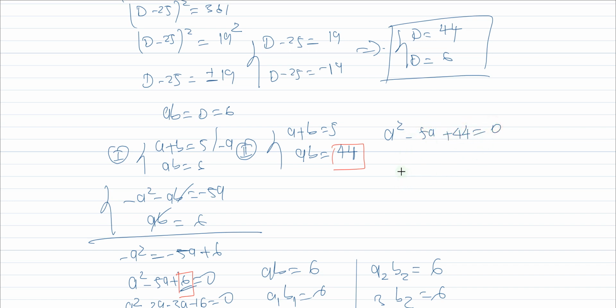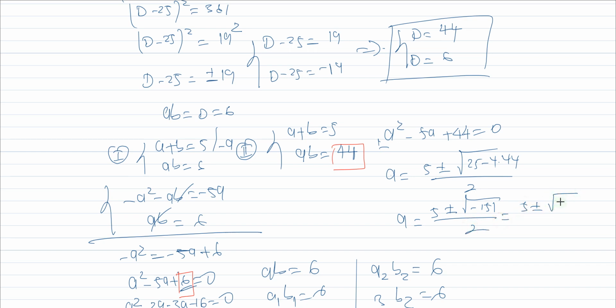So solving this, guys, we're going to have that a is equal to minus b, which is 5, plus or minus the square root of b squared, which is 25, minus 4 times 44, and then this is divided by 2 times a, which is 1 here. And then a is going to be equal to 5 plus or minus the square root of negative 151 divided by 2, so this is going to be 5 plus or minus 151i divided by 2.